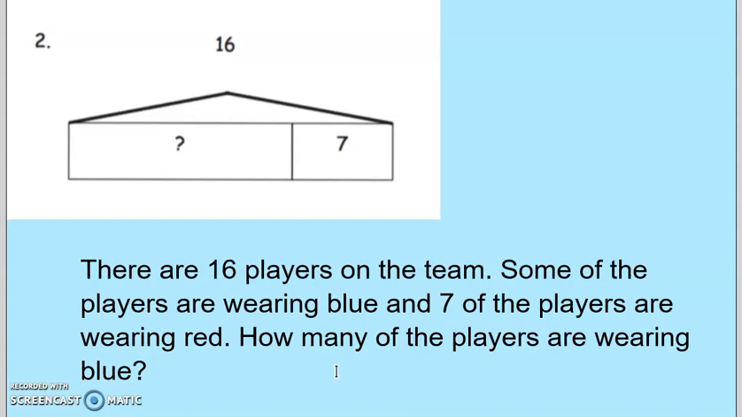I would love to see the problem that you wrote to go with this model. Take a picture of it and upload it to Seesaw so I can see it. All right, good luck on Lesson 22 work in your notebook.